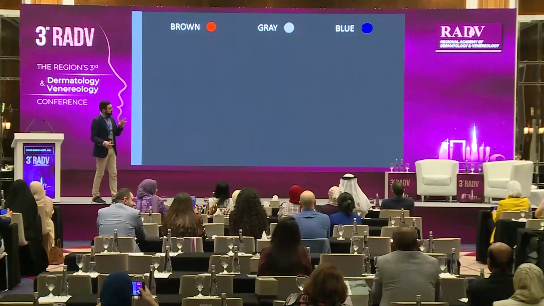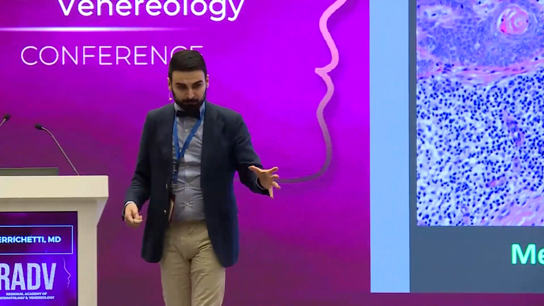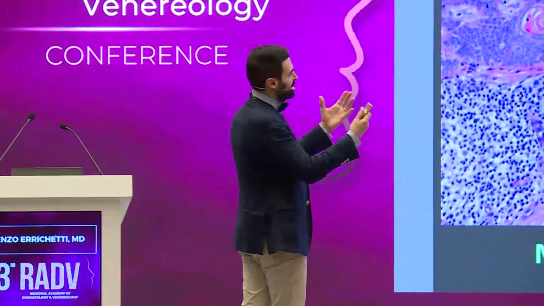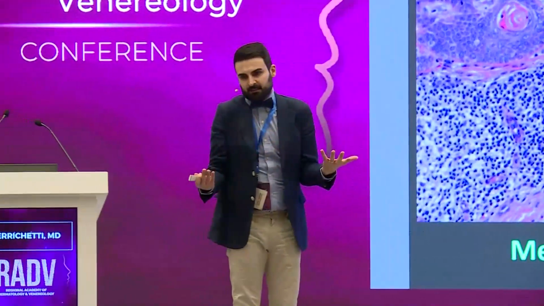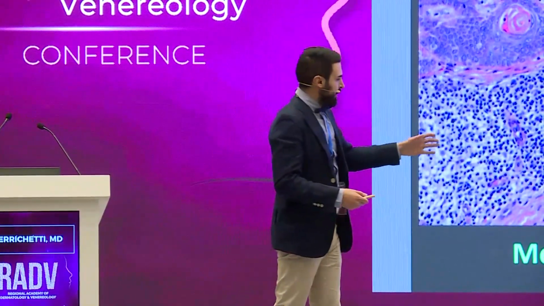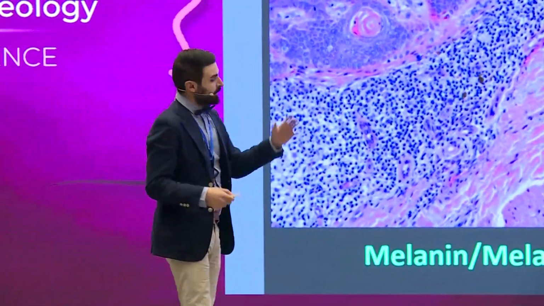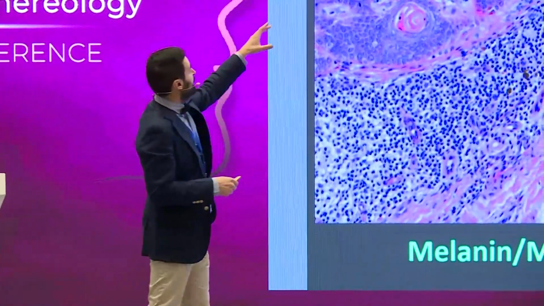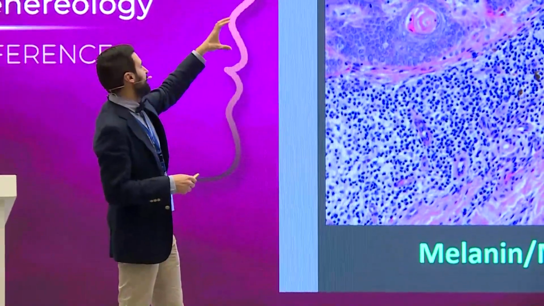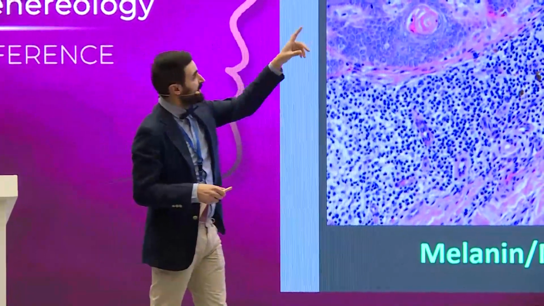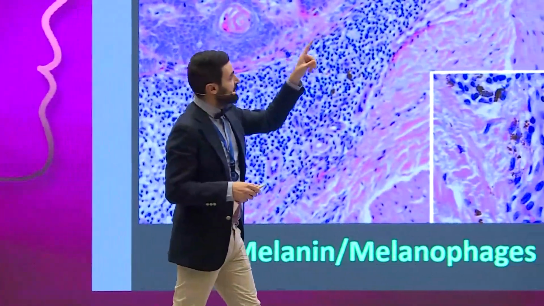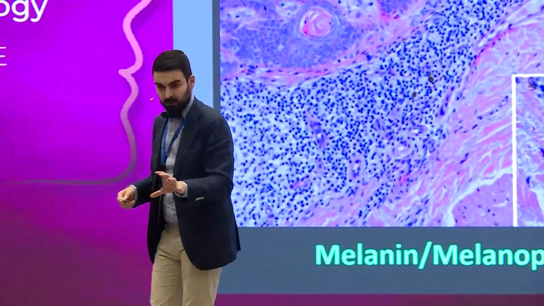Okay, now, just a few words on these three colors, okay? Brown, gray, and blue. From a histological point of view, these colors are due to the presence of pigment in the dermis or epidermis, which is melanin or melanophages and ochronotic pigment, okay? Of course, the color depends on the depth of the pigment deposition. Brown if the pigment is located in the basal cell layer or superficial dermis, gray if it's in the papillary dermis, and blue if it's in the reticular dermis, okay?